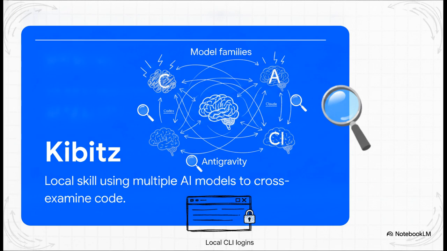We're talking OpenAI's Codex, Google's Anthropic, and Anthropic's Claude. And honestly, the best part, it uses the local CLI logins you probably already have set up. There are absolutely no new API keys required. It uses these different AI families to vigorously cross-examine your code and completely eliminate those frustrating hallucinations.